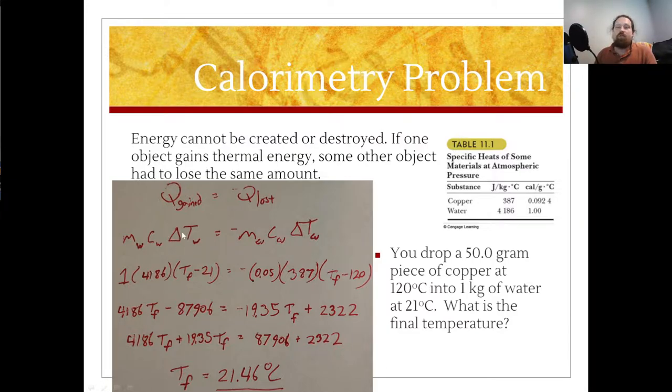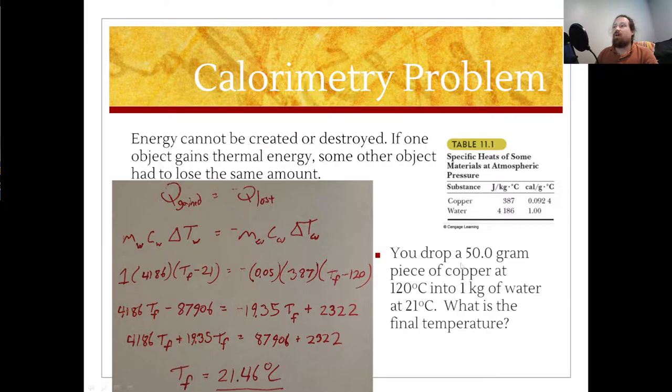And then for the water's temperature change, that's going to be its final temperature minus its initial temperature. It starts at 21, it's going to end at something else. On the copper side, we're keeping the negative out front. The negative has to stay there. Replacing Q lost with MC delta T does not get rid of the negative. The negative is going to work its way out in a minute.